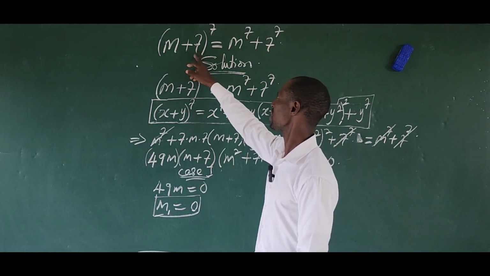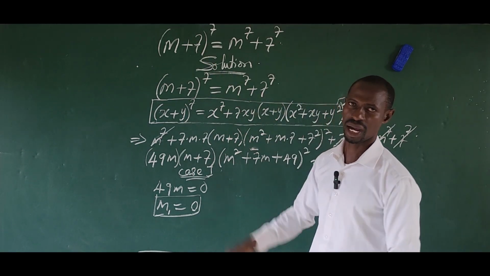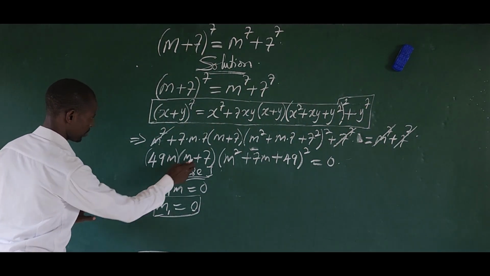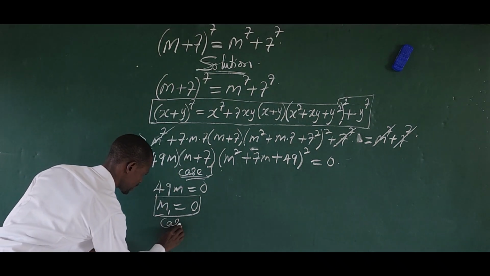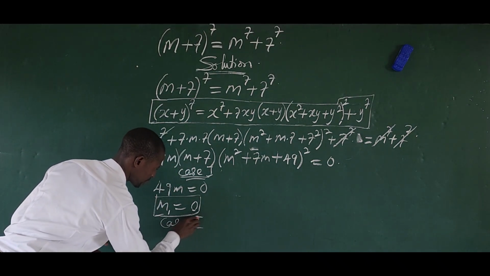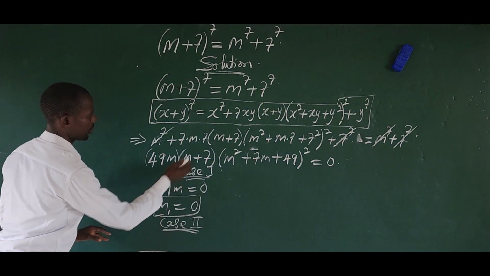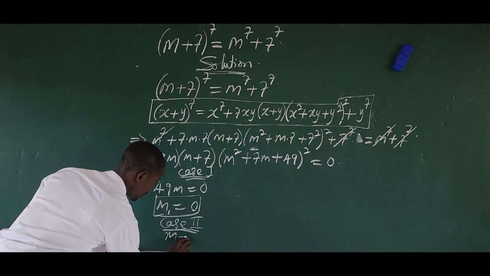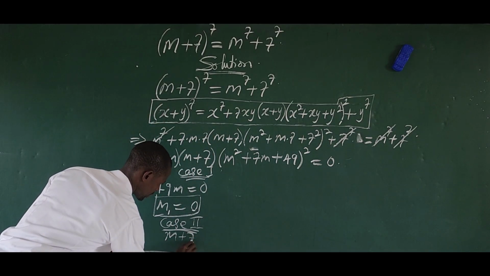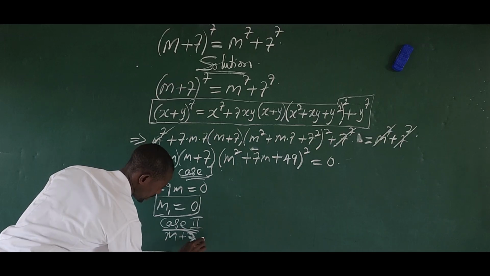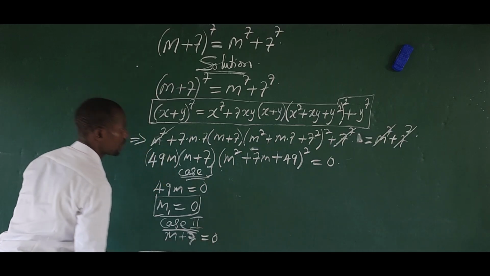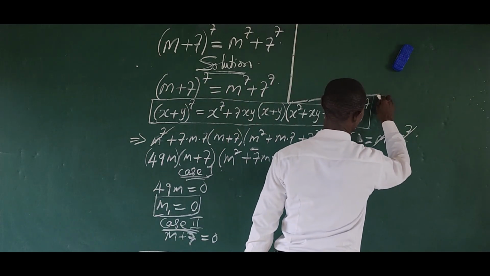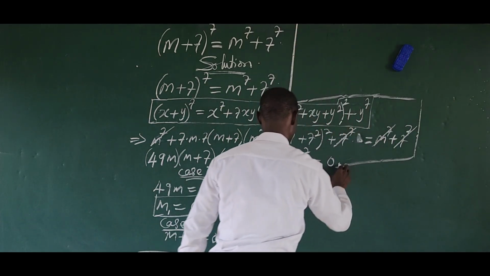So we're going to end up having 7 to the power of 7 equal to 7 to the power of 7. Now let's take our second case scenario, which is case 2. We take m plus 7 equal to 0. Okay, let's continue here and see what this gives us.